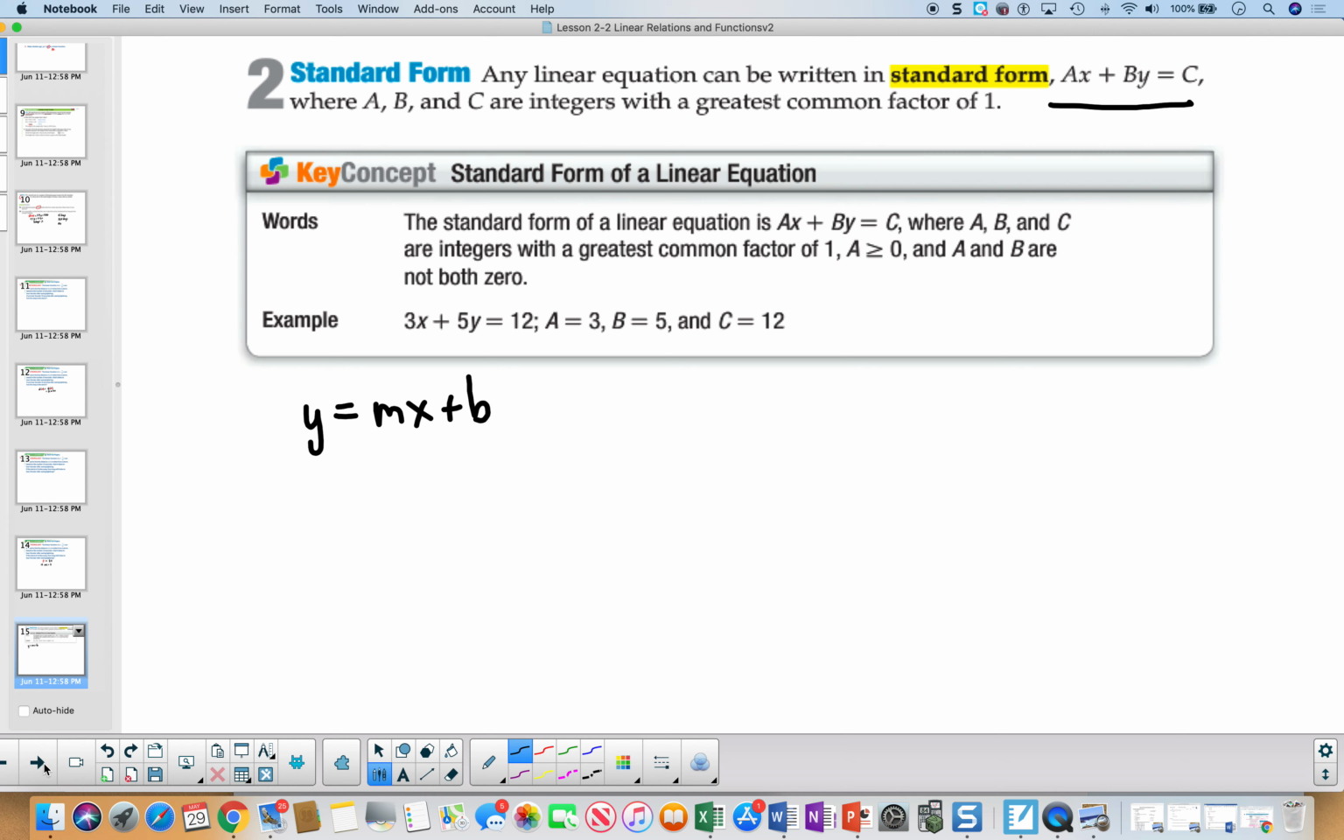Let's talk about standard form for a line. Standard form looks like this: Ax plus By is equal to C, where the x's and y's are on one side and the constant is on the other. Now this is what we were working with before, y equals mx plus b. What we want to do is take the x and move it to the other side. When we do that, that'll be negative mx plus y is equal to b. And this is what we call standard form, because the x's and the y's are on one side and the constant is on the other side.